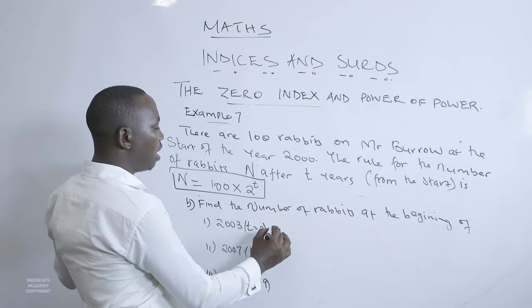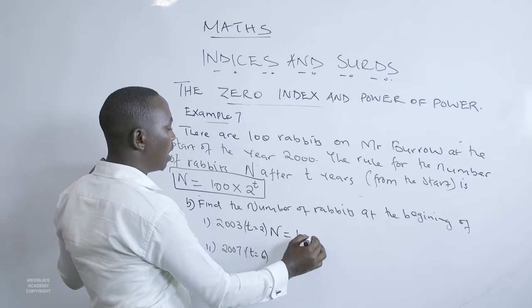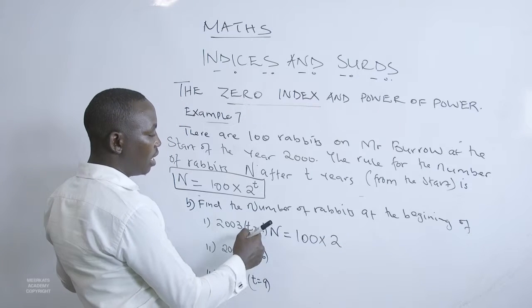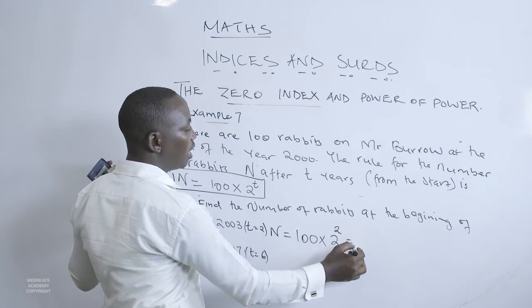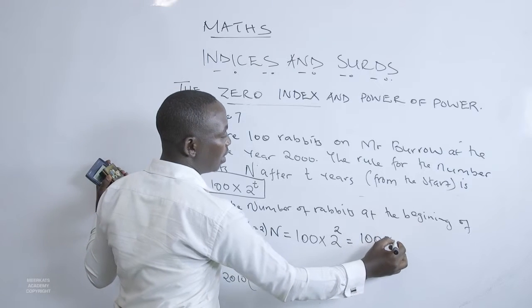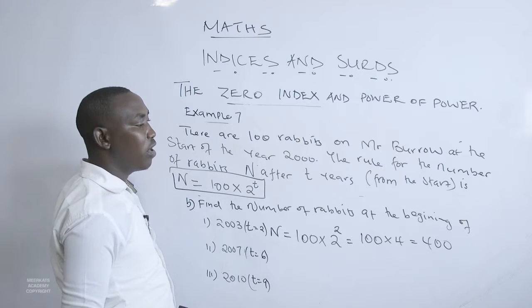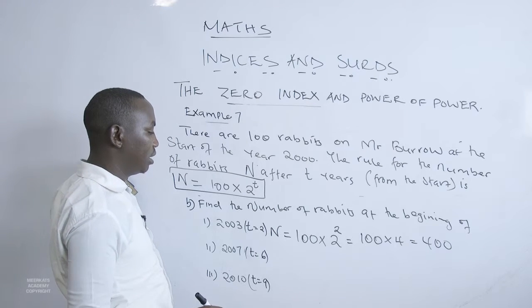So we now recall our formula. N is equal to 100 times 2 raised to t, where t is the number of years. Now when t is 2, then we are going to have 100 times 4, which is again going to give us 400 rabbits.